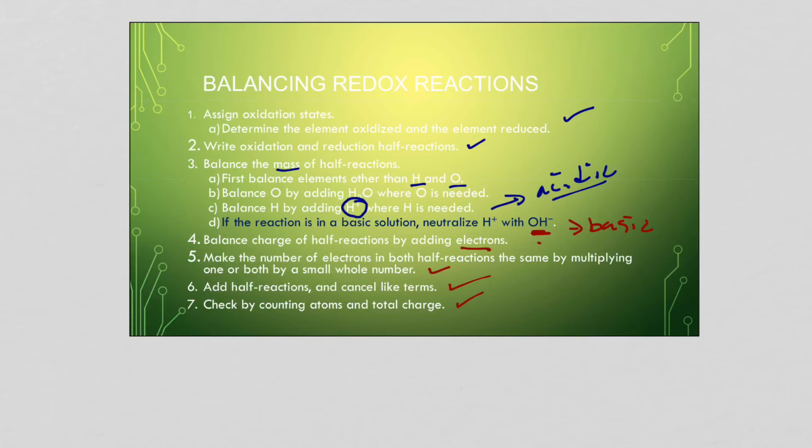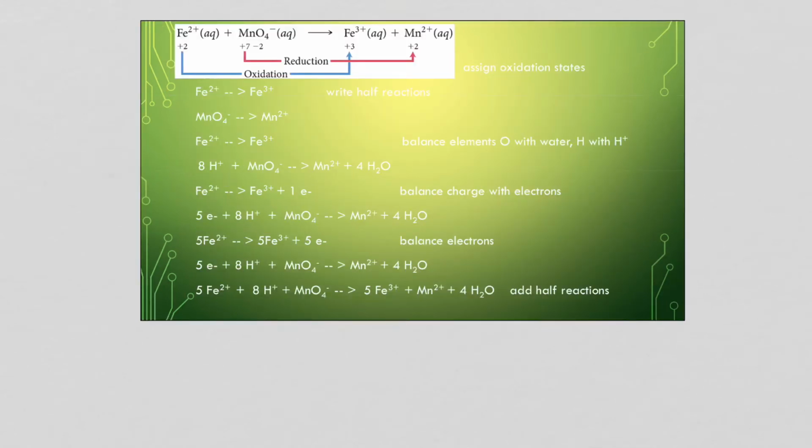Let's do an example here real quick. So our starting reaction is going to be here. So we have iron 2 plus and MnO4 minus, the permanganate ion, goes to iron 3 plus and manganese 2 plus ions. So this is what we're given. So our first goal would be to assign the oxidation states. You can see them listed here. We've used our rules to assign our oxidation states. We figured out that the iron is being oxidized and the manganese is being reduced.